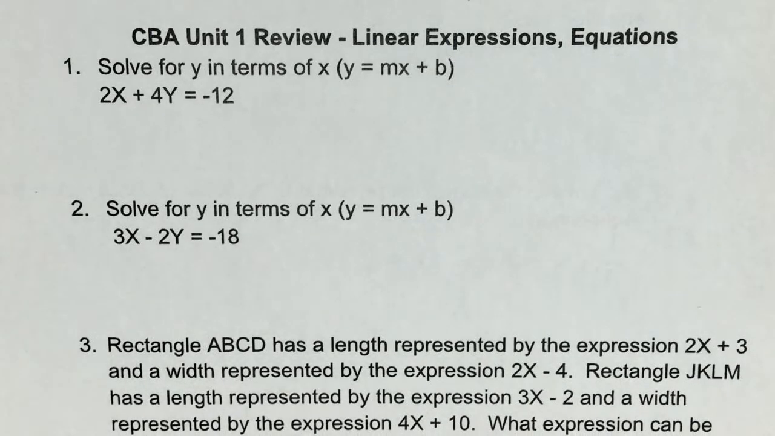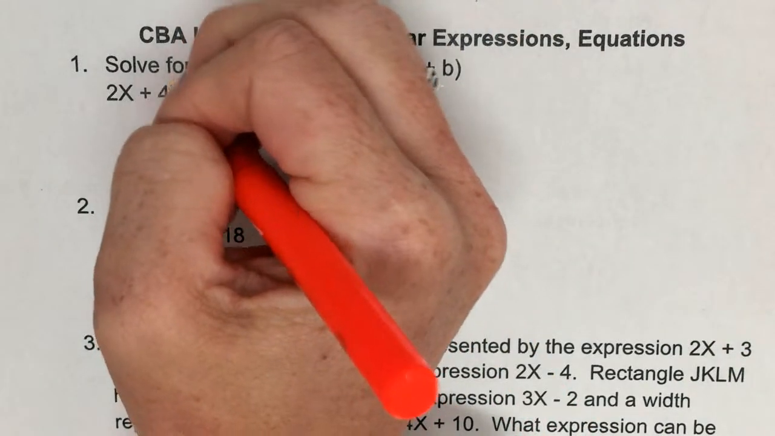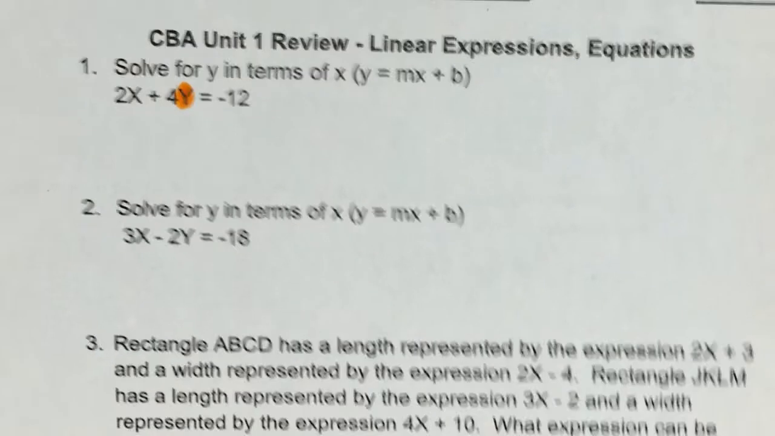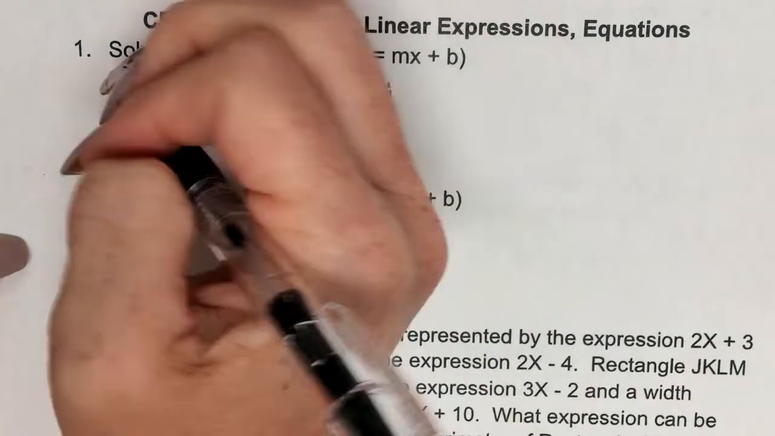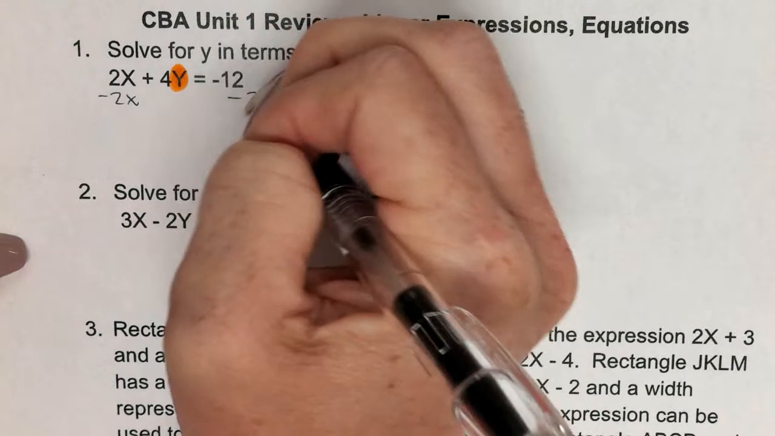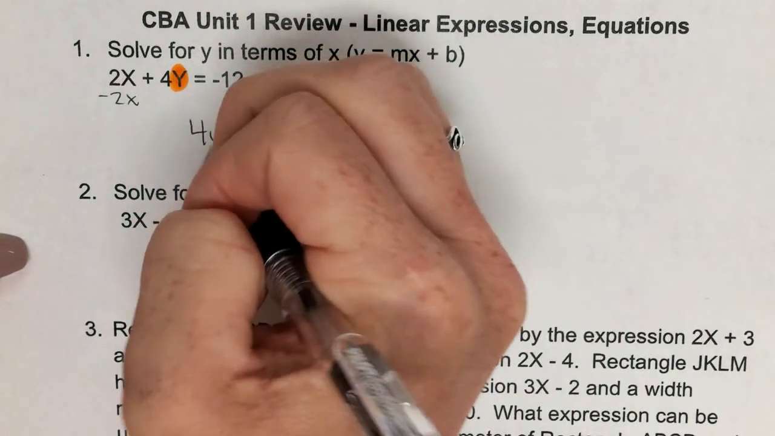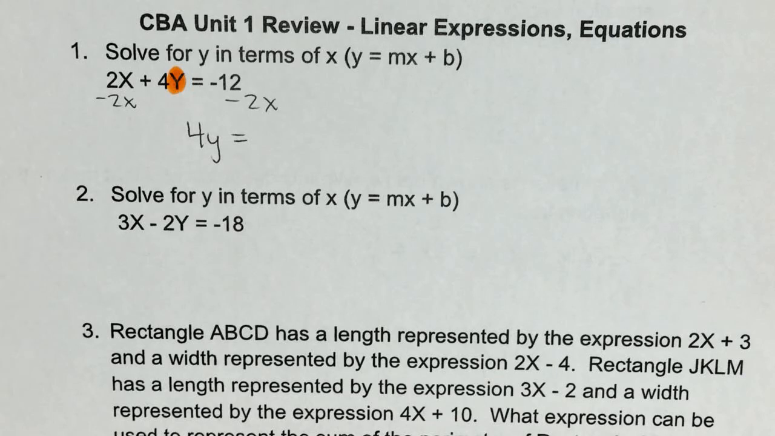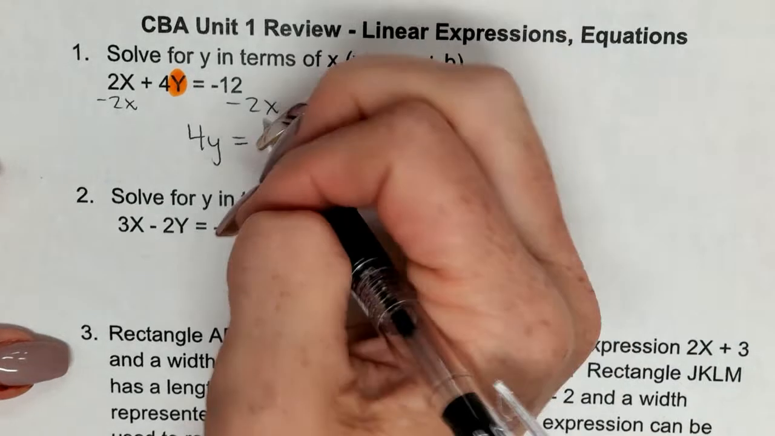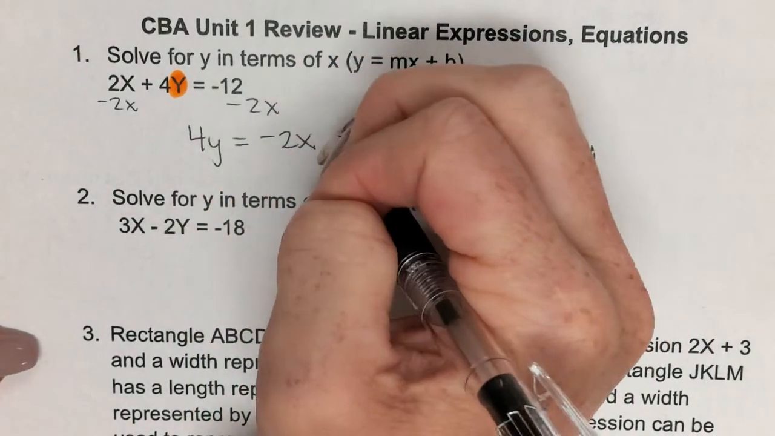So for number 1, your job was to make it look like y equals mx plus b. So you want the y by itself. If you highlighted the y, how would you get rid of 2x? Minus 2x on both sides. So I have 4y equals, which one of these would I write first if I want it in mx plus b form? Negative 2x. Would it still be correct?